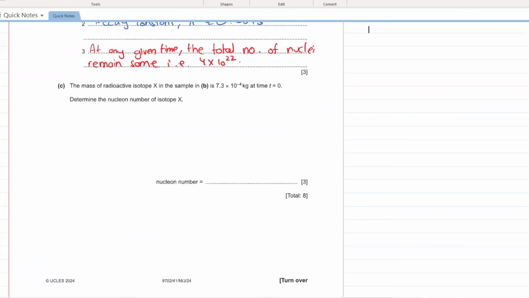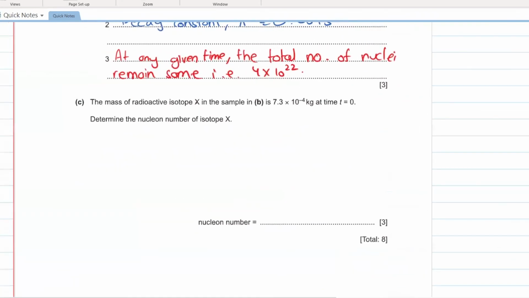Now let's do this question. The mass of radioactive isotope X in the sample is this at time t equals 0. Let me start the recording as well. Recording started. So the mass of sample X is 7.3 into 10 raised to the power of minus 3 kg at time t equals 0.